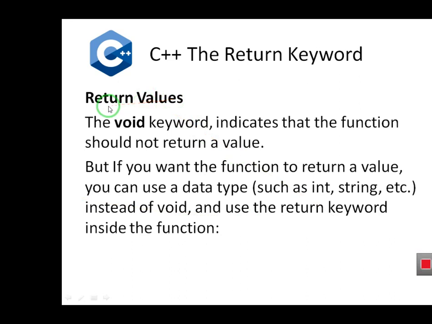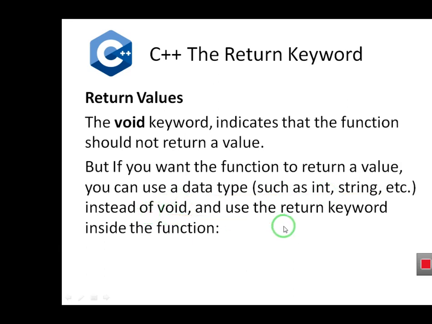So return values are important in user defined functions. The first is the void keyword. Void means nothing, null. It indicates that the function should not return a value. But if you want the function to return a value, you can use a data type such as integer, string, etc. It can be anything, instead of void.